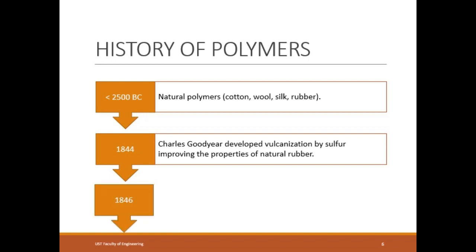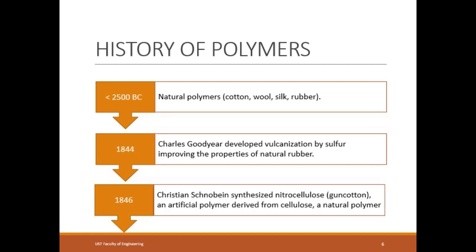In 1846, another gentleman by the name of Christian Schönbein was able to synthesize an artificial polymer derived from cellulose, called nitrocellulose or gun cotton. His discovery began with an accident in his wife's kitchen. When he used her cotton apron to wipe up some spilled nitric and sulfuric acid, it disintegrated, leading to his work on nitrocellulose. Gun cotton, by the way, is employed in gunpowders and explosives.